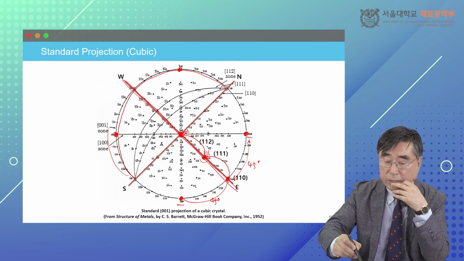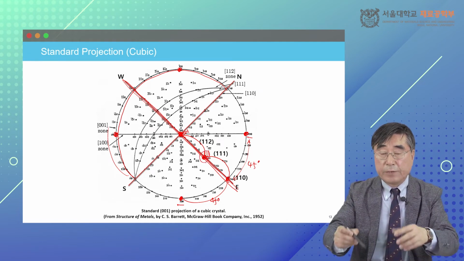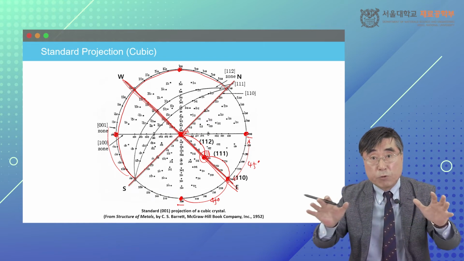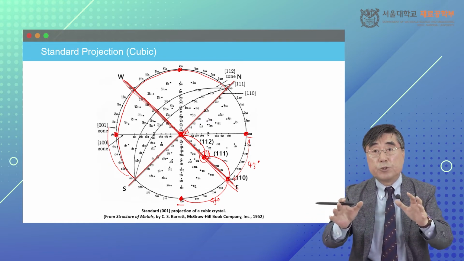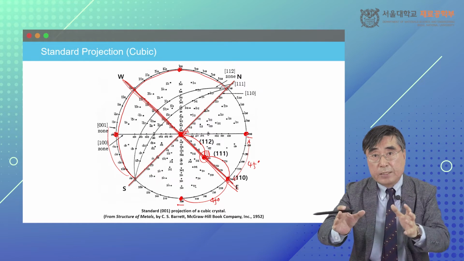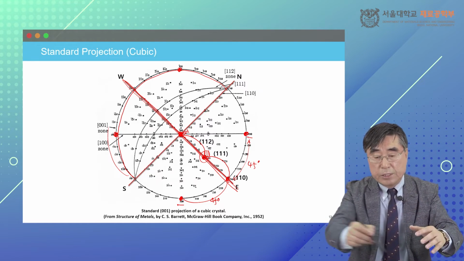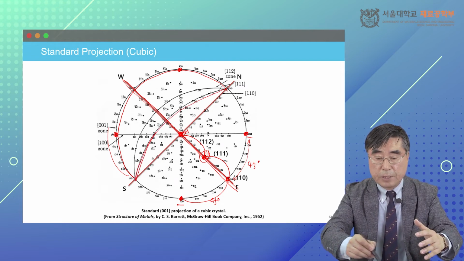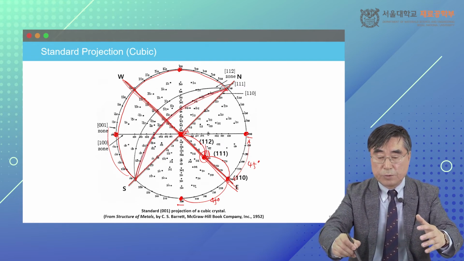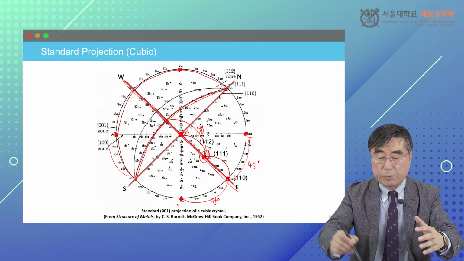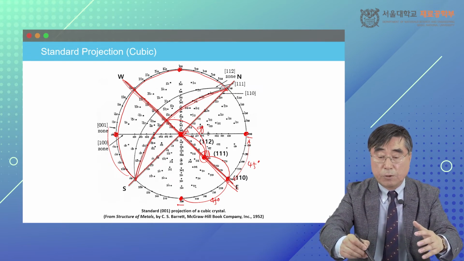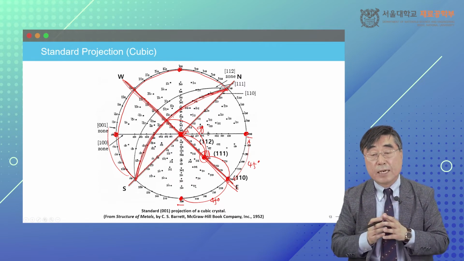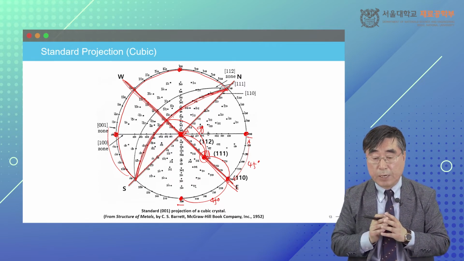If I have a 110 pole in here, and I want to know any directions which are in the 111 plane, then you use the Wulff net and put the 111 pole on the east and west lines. Then you can draw the set of great circles which are 90 degrees separated from this 111 pole. Then all the directions on these lines have 90-degree separation from 111.